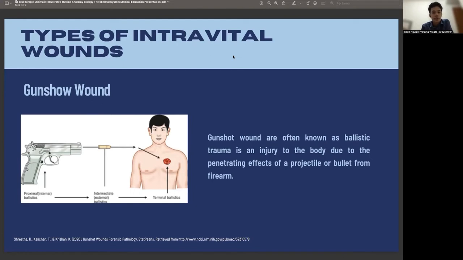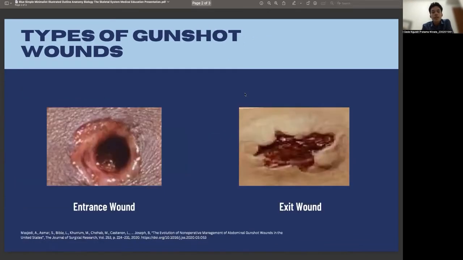Next is gunshot wound. Gunshot wounds are often known as ballistic trauma, injury to the body due to the penetrating effect of the projectile or bullet from firearms. This can be classified into several characteristics.